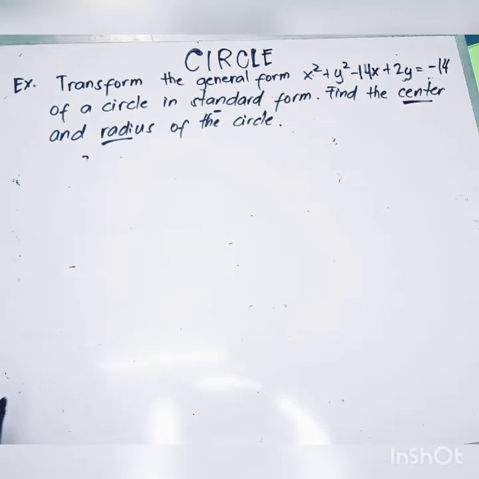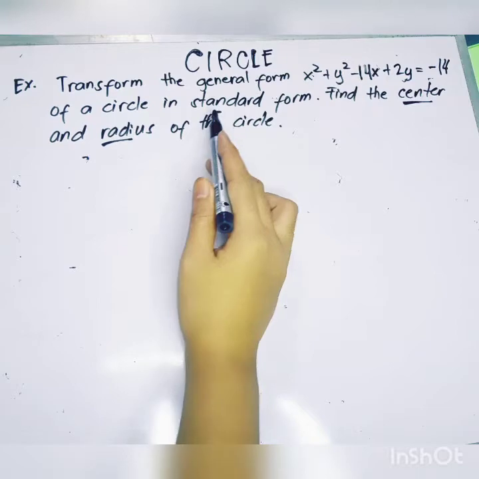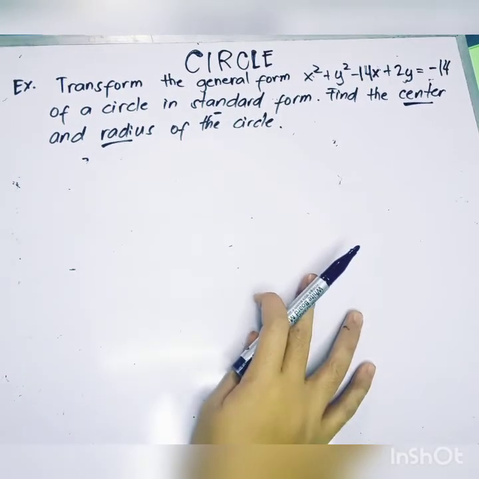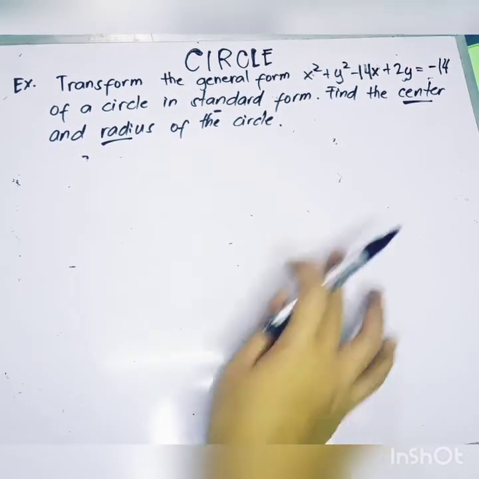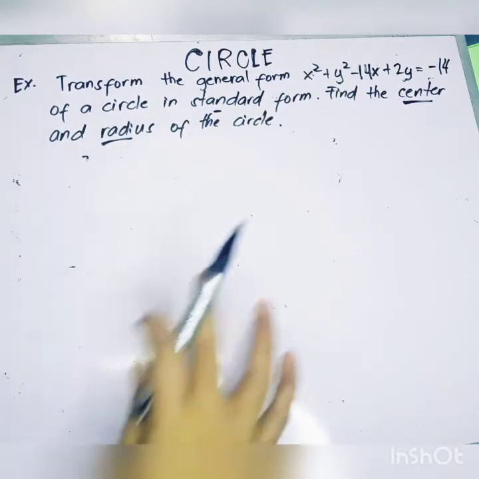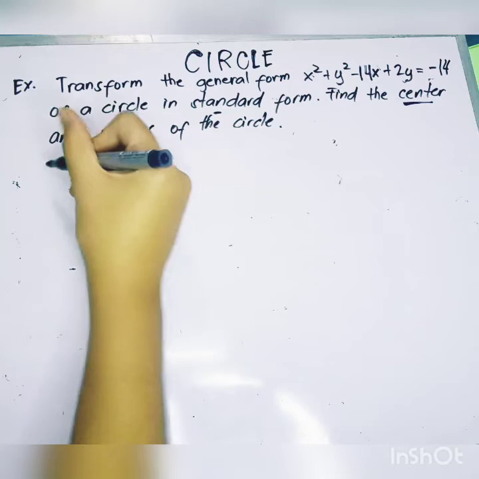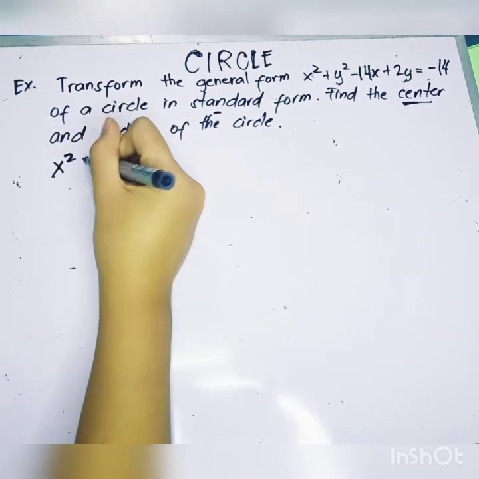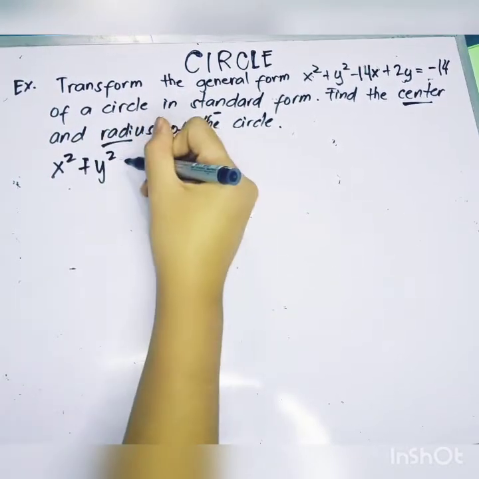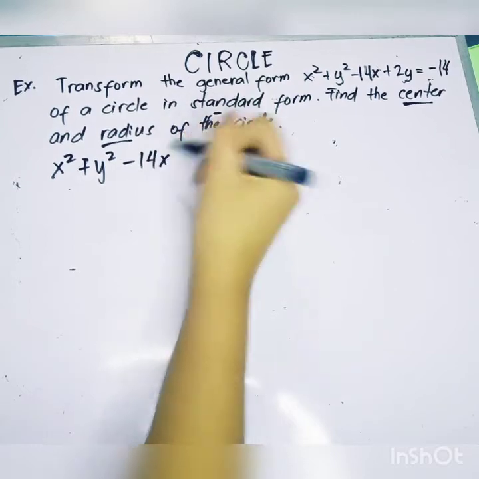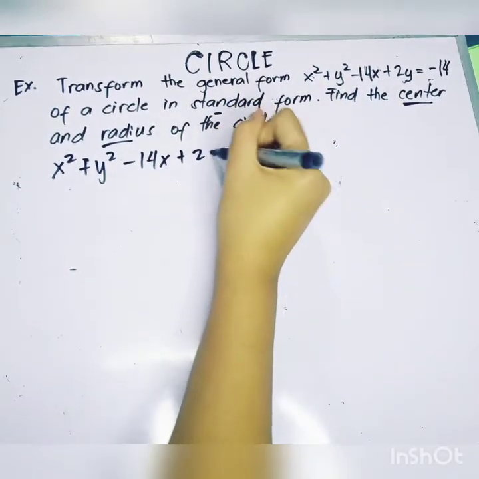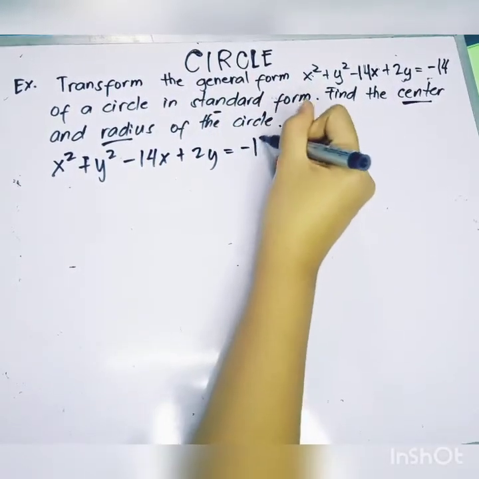So, we're going to transform the general form x squared plus y squared minus 14x plus 2y equals negative 14 into standard form. Okay, after we transform the general form to standard, we have to locate the center and the radius. To locate this, we have to copy first the equation. So, we have x squared plus y squared minus 14x plus 2y equals negative 14.